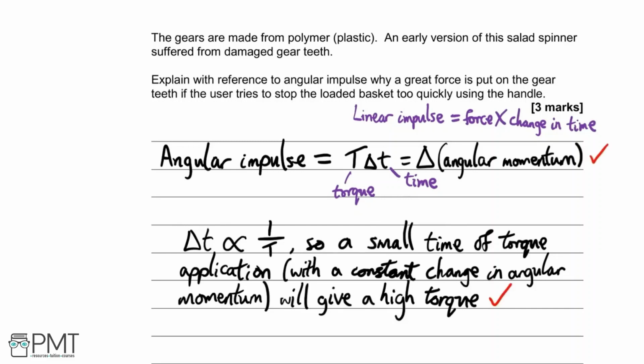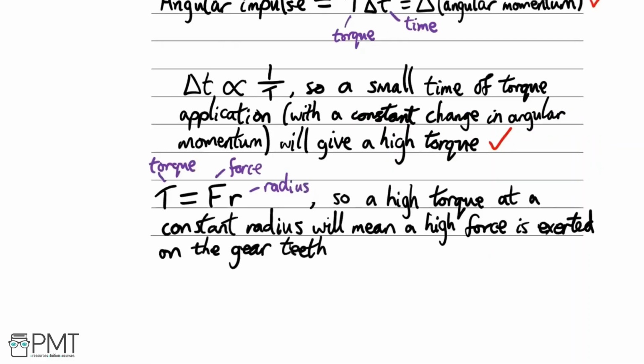So the last thing to say is that where the torque is equal to the force applied multiplied by the radius at which that force is applied, if we're keeping the radius constant, then a high torque will also mean a high force. And making this point in sufficient detail and talking about the force exerted on the gear teeth as well will give you your 3rd mark. So 3 marks there.